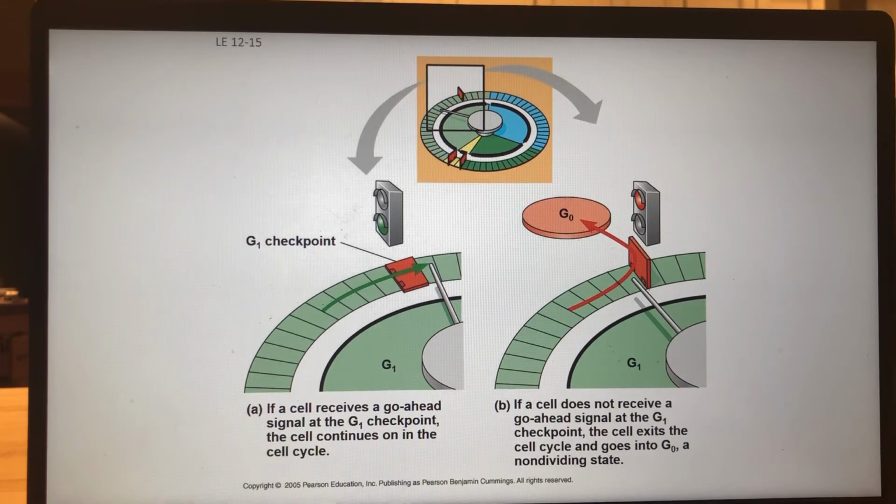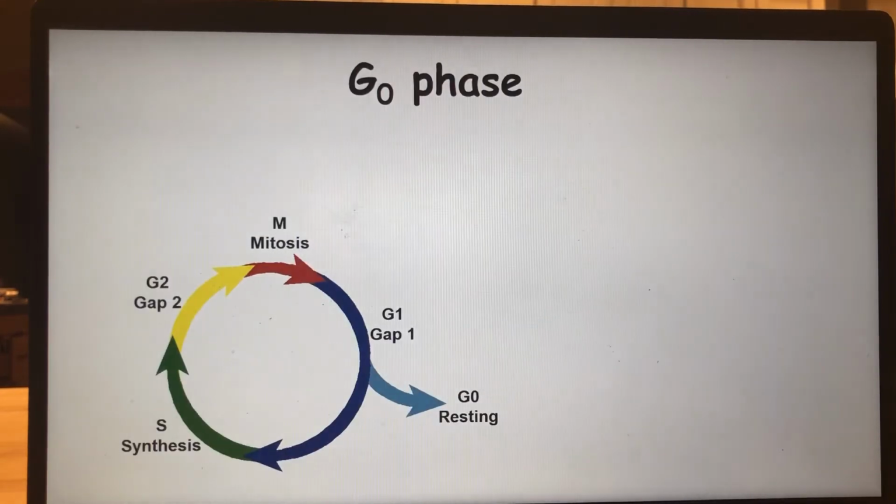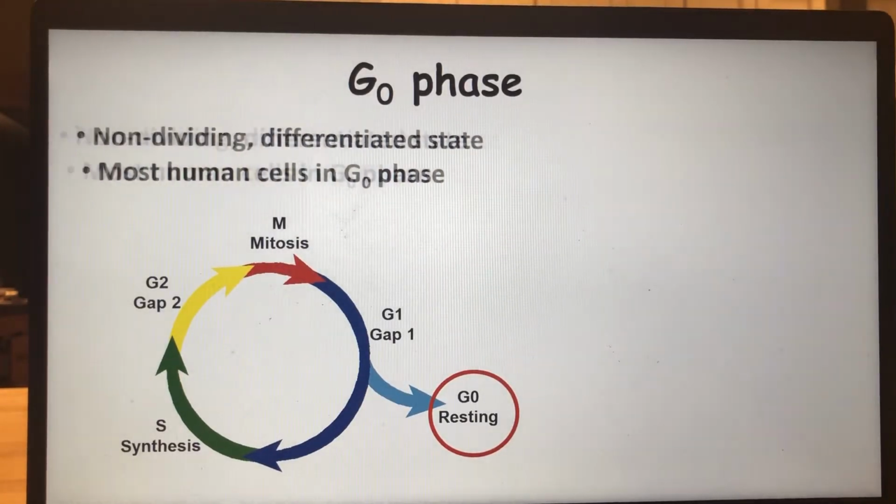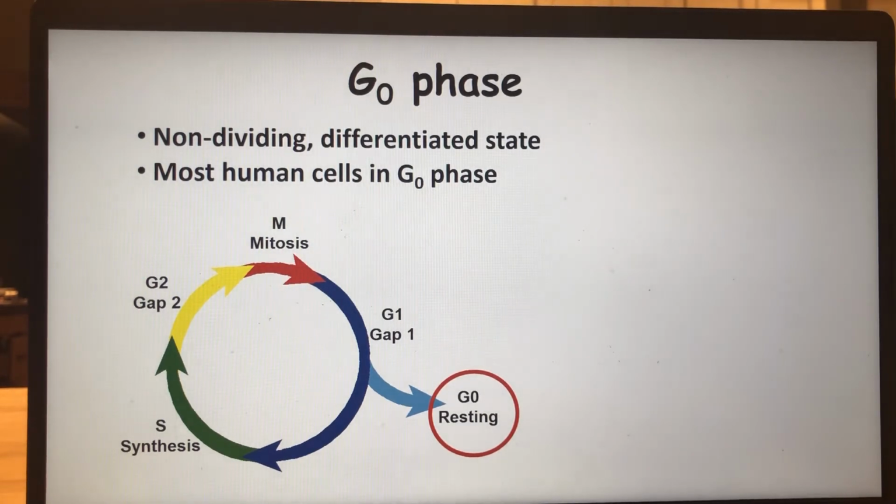Okay. If the cell receives the go-ahead at G1, then the cell's going to continue on into the cell cycle. If it doesn't, and I alluded to this in the last slide, it'll go into G naught. And don't think G naught's just a useless stage. That's where the cell does what it should be doing. If it's a liver cell, it's detoxing. If it's a lung cell, it's going to be doing whatever lung cells do. So again, here's our G naught phase. It's in the non-dividing stage, and most human cells are in the G naught phase.